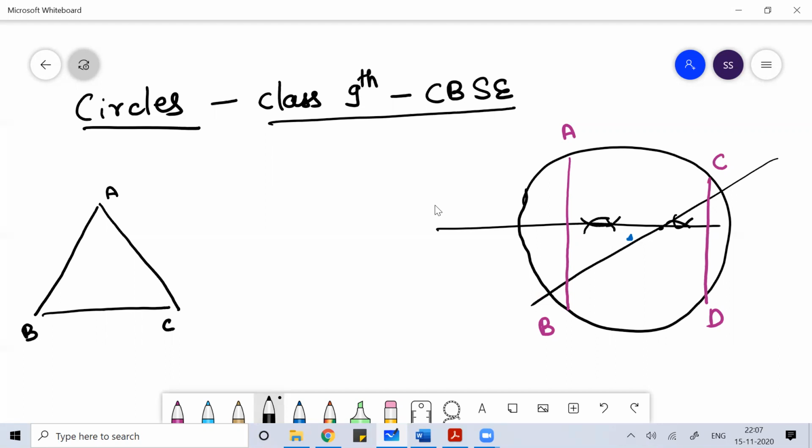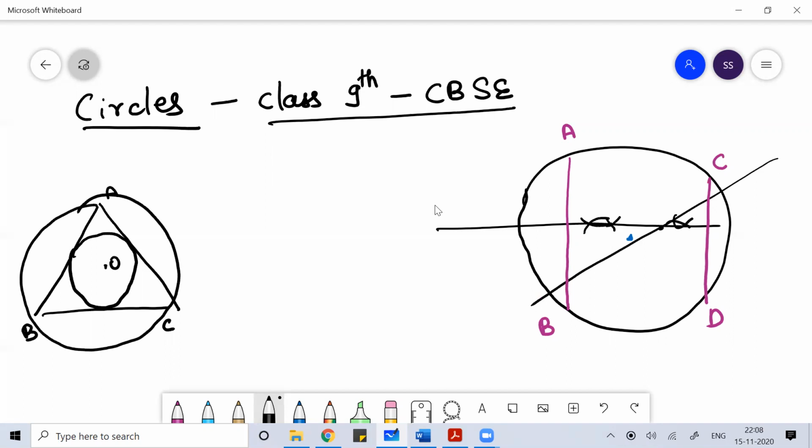Whenever you talk about the incenter, if you use the incenter to draw a circle, ultimately all the sides of the triangle will become tangents to the circle. The circle is called the incircle. Similarly, if you draw perpendicular bisectors on all the sides of the triangle, the point where all the perpendicular bisectors meet, suppose this point is O, and considering the point A, if you keep your rounder at O with OA as the radius and draw the circle, you will get a circumcircle. So this is what you need to understand.